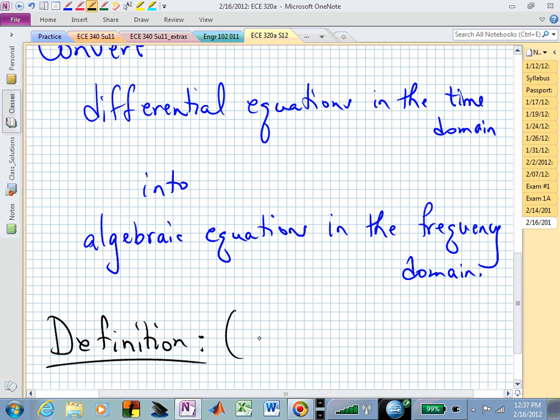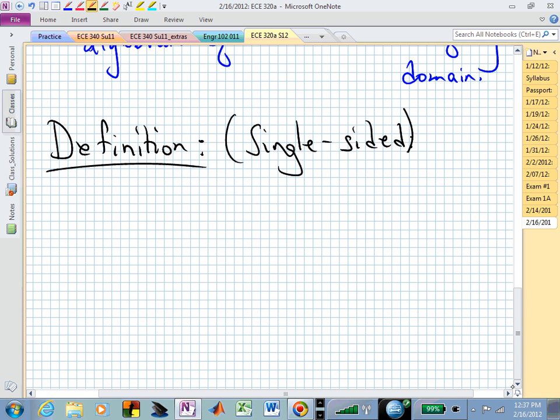And this definition is single-sided. By that, we're basically drawing a line in the sand and saying, here is time t equals 0, and we want to look at this for all non-negative time, all time beyond t equals 0. We're not going to be looking at the two-sided Laplace transform in this class. The two-sided goes from minus infinity all the way to plus infinity.